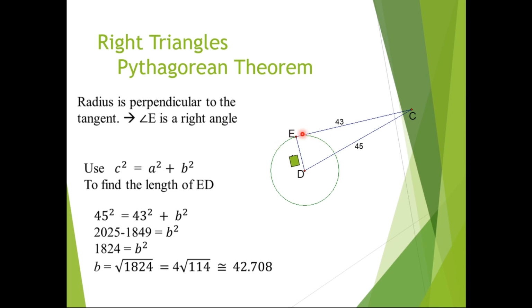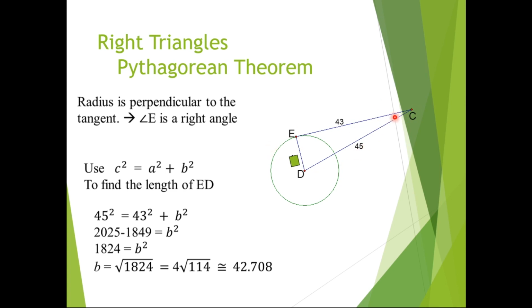This is angle E. Then also the radius is perpendicular to the tangent. The tangent here is CE. CE is a tangent because it passes through one point of the circle. Since it touches the circle at one point, it is a tangent. At the same time, it is perpendicular to the radius. Whenever it is perpendicular, it forms a right angle.